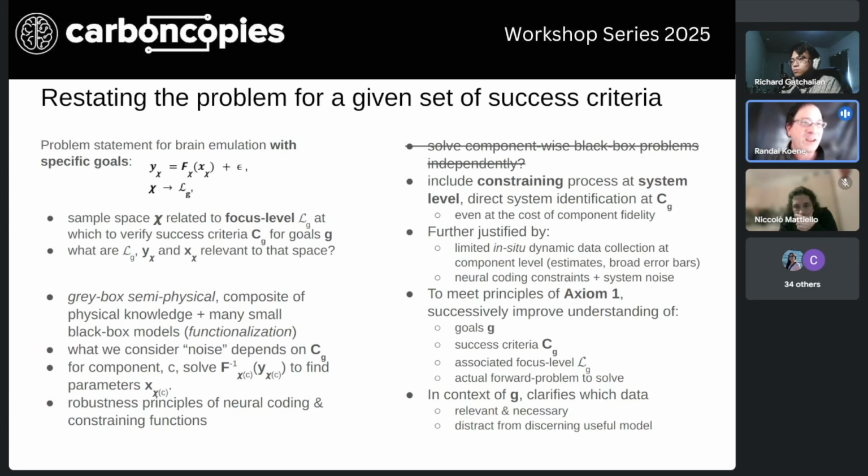Another way of looking at this is to say that iterative studies aimed at eventually achieving correct brain emulation, so that the principles of Axiom 1 are adhered to, involve successively better approximations or understanding of your specific goals, G, success criteria, C_G, associated focus level, L_G, and consequently, the actual forward problem that is to be solved. Doing this clarifies which observations, data, are in fact relevant and necessary, and which ones distract from discerning a useful model in the context of G.